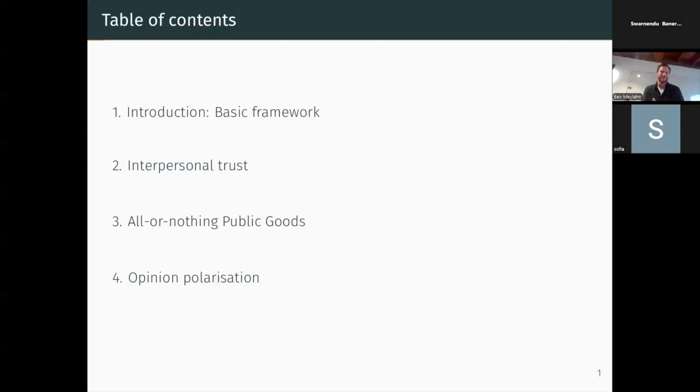It's working. So I will first introduce the basic framework that can be applied to all the models that I study, and also motivate a little bit why we want to do these things. And then I will talk about three projects. The first is on interpersonal trust. The second continues this line of work, but transfers it a little bit into an all or nothing public goods situation, which is also a model for trust, I claim. And then finally, I will end discussing a model on opinion polarization.